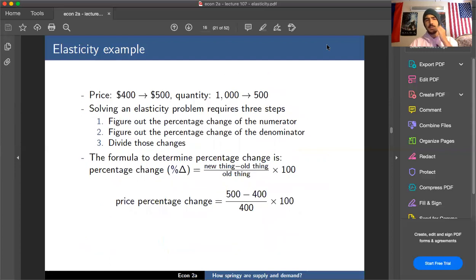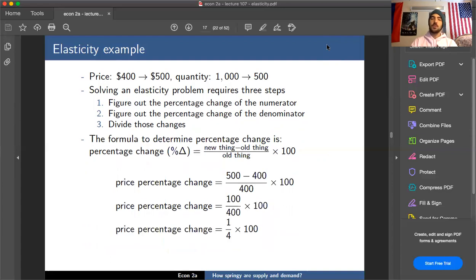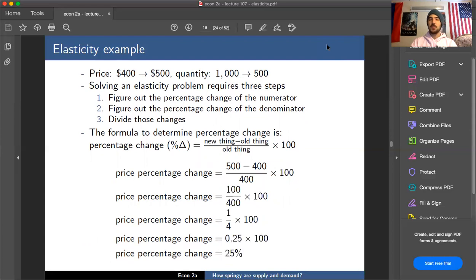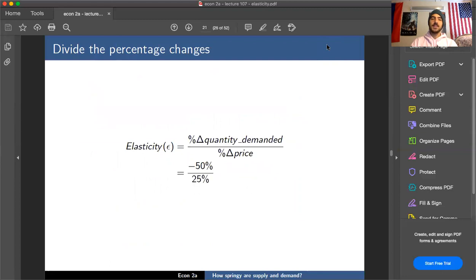Do the same thing for the price. Price percent change: 500 minus 400, new minus old over old. So 500 minus 400 over 400 is going to be 100 over 400 times 100. You guys know where this is going. 1/4 times 100 is just going to end up being a 25% change. A 25% change in price. So implemented into the equation, you have elasticity equals the percent change in quantity demanded over the percent change in price.